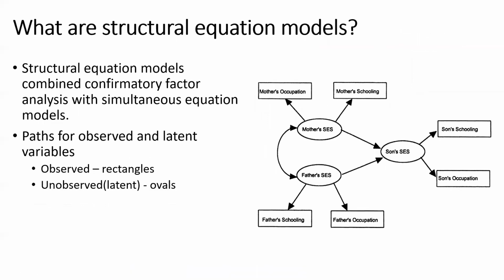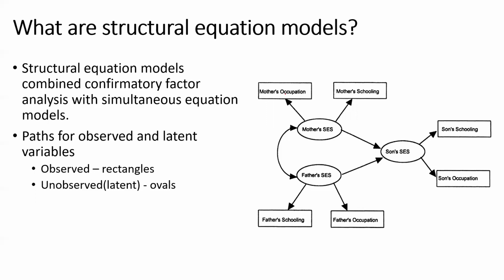Structural equation models combine what we call confirmatory factor analysis and simultaneous equation models. The basic idea is that the larger model takes into account both observed variables, ones that you've gathered data on, and unobserved or latent variables that are impacting but not being directly taken into account in the model.